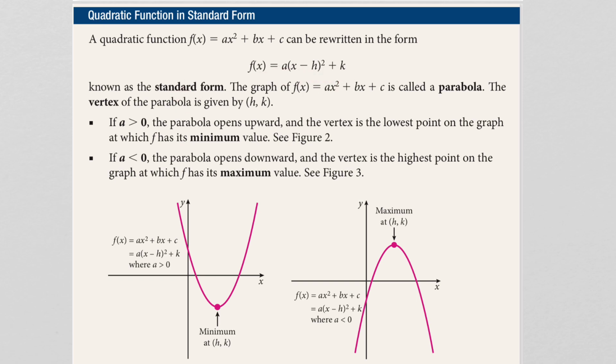The graph of this function is what we call a parabola, and the vertex of the parabola, which is the center point that you see on the graph here, is given by the point hk. So h and k are given by what you see here. If the number a is positive, the parabola opens upward, and the vertex is a minimum value of that parabola. And if a is negative, the parabola opens downward, and the vertex is a maximum value of the parabola.